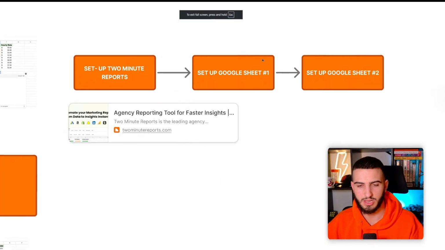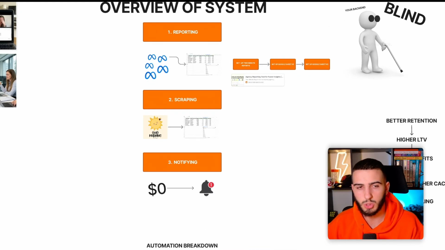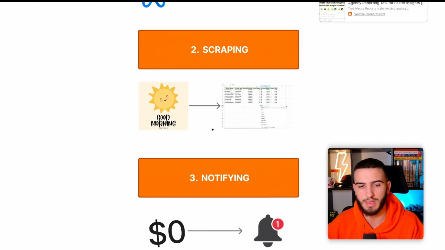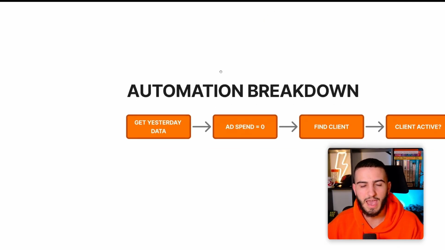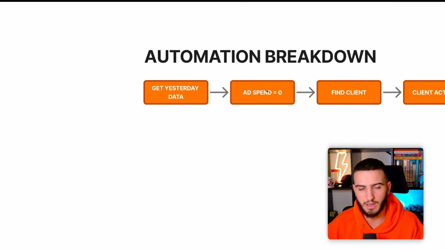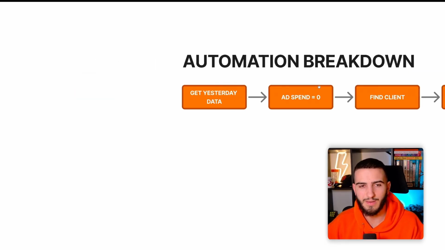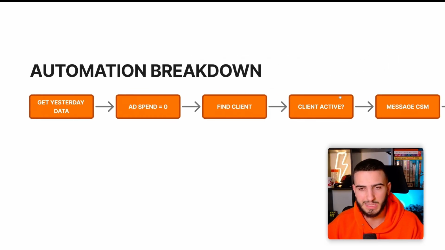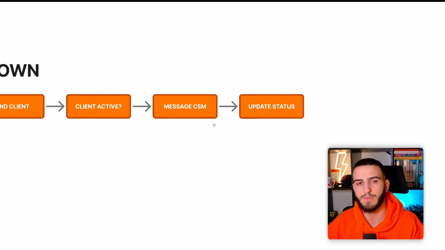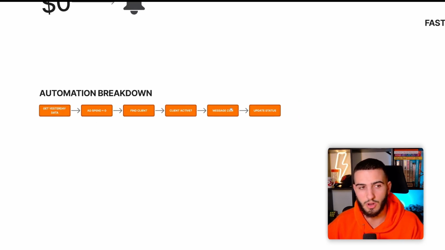Now, like I explained to you guys a bit earlier, this automation itself is fairly simple. But the two key things we're trying to achieve here are the scraping and notifying sides of things. So how is the automation actually going to work? Well, every morning we're going to be getting yesterday's data and finding the columns where ad spend is equal to 0 or there's no ad spend that exists for this specific account. Once we have that breakdown, we can find that client, make sure the client is active, then send a message to the CSM and also update the status within our CRM to let us know that they're not actually spending money.